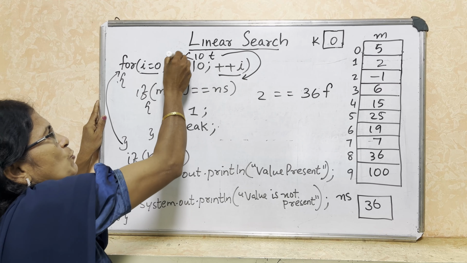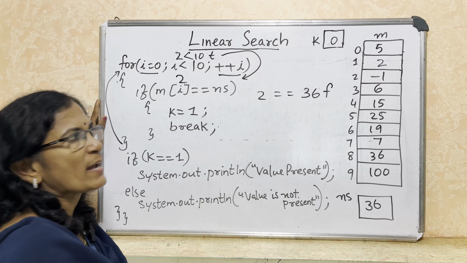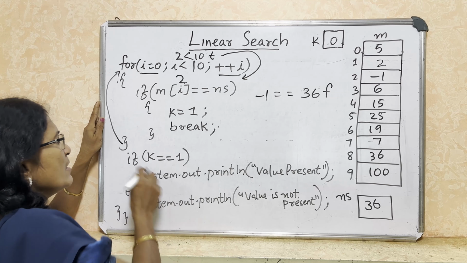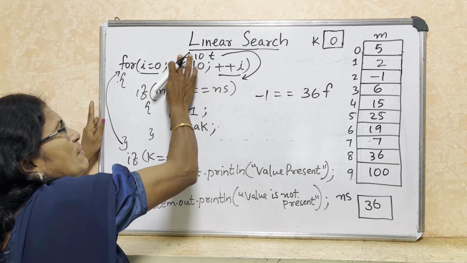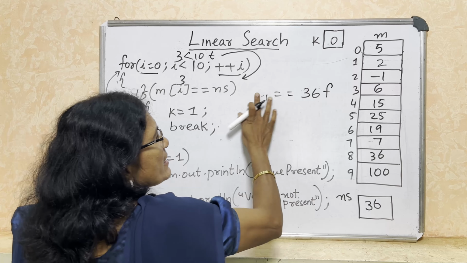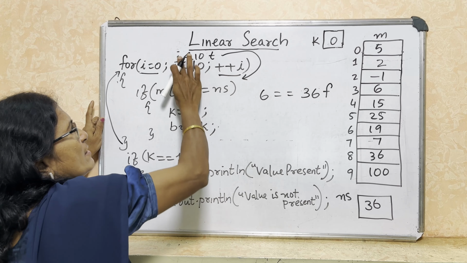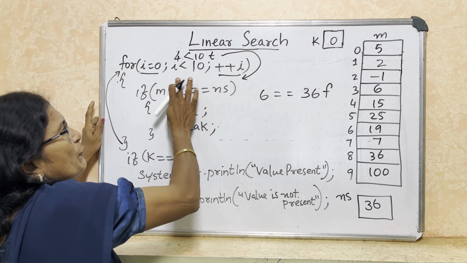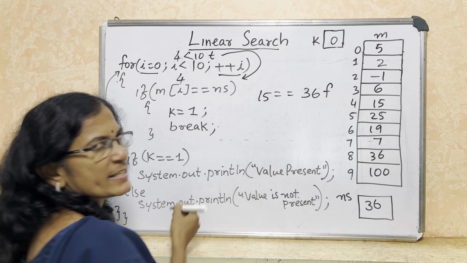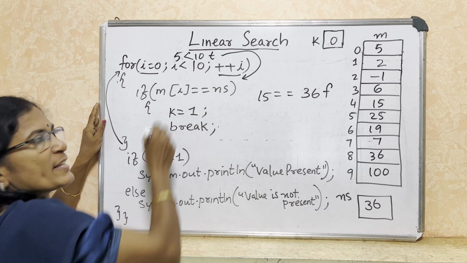Value of i is updated to 2. Control again enters into the loop's body. m of 2 is equal to search value. m of 2 is minus 1. Minus 1 is equal to 36? False. Again the loop goes for the next iteration with the value of i as 3. m of 3 is accessed. m of 3 is 6. 6 is equal to 36? False. Next iteration with the value of i as 4. m of 4 is equal to search value. m of 4 is 15. 15 is equal to 36? False.